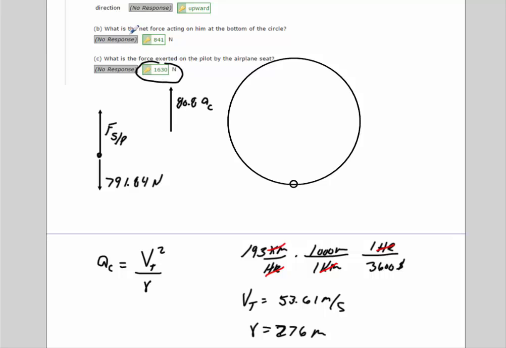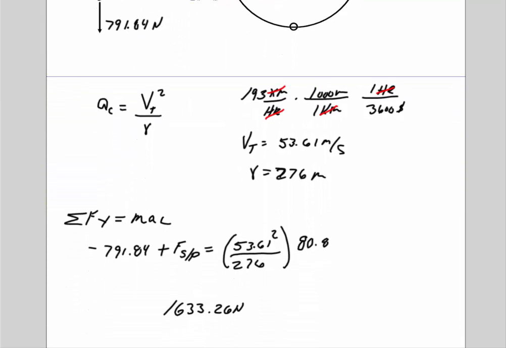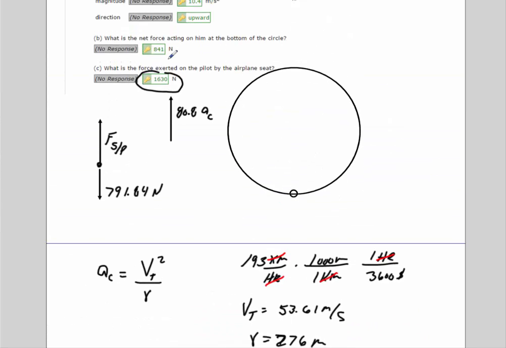The next, moving back up, is just what's the net force acting on him at the bottom of the circle. Well, we know that net force must be equal to mass times acceleration. So to find that value here, it would have been what we had right here. So that's all it is. You can take this value here and subtract the 791 we had before, and that'll give you 41.42 newtons. So this would be the answer for B, and this would be the answer for C. And just go back up and we'll check those right there, and which is correct.